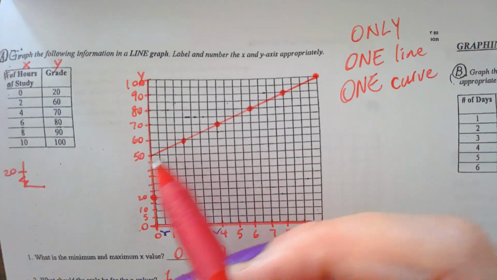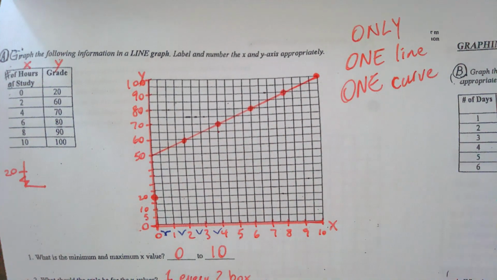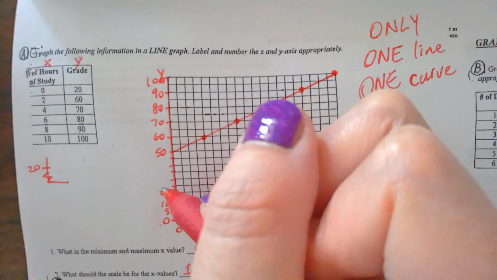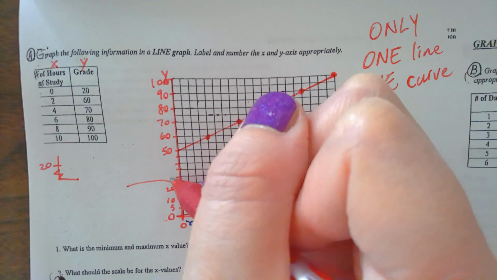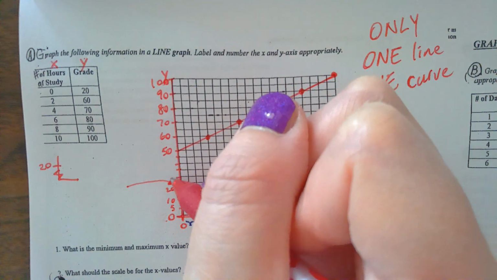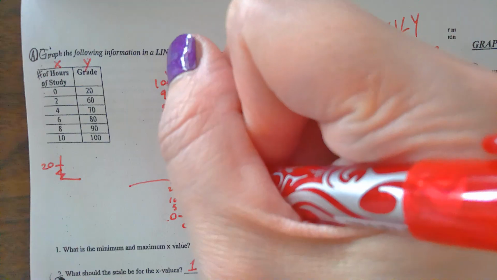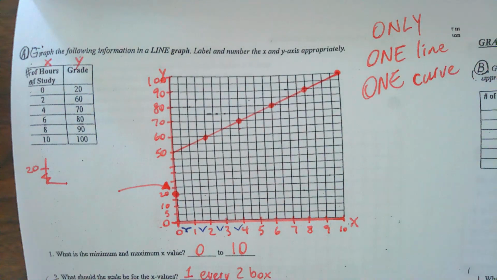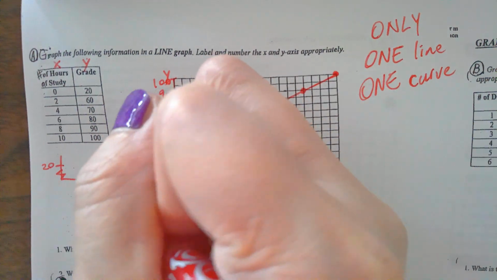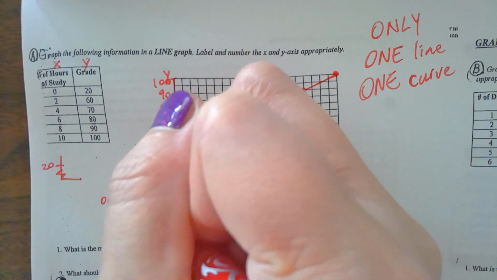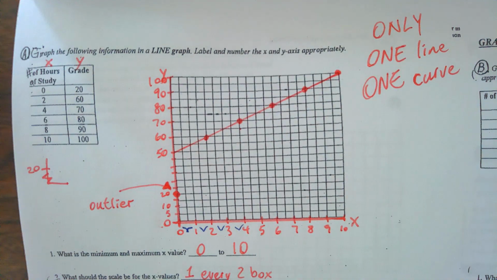So in this case, I drew a line that goes through most of my points. What about this one then? What happened to this one? Why am I not connecting this point? There's a special name for this point that's in no man's land. Yep. Outlier. Excellent. Okay, so the outlier means it's not with the rest of the points.